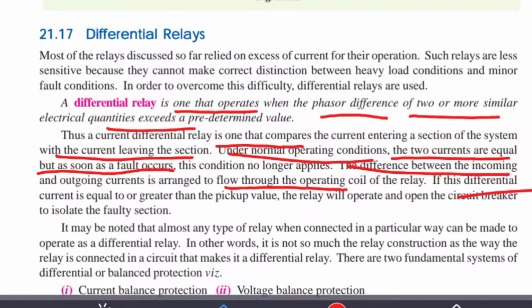If the differential current is more than the pickup value, the relay will operate. What is the pickup value? You have to understand that the pickup value is the minimum value of current at which the relay tries to operate. When the current is greater than the pickup value, the relay will operate and the circuit breaker isolates the faulty section. That is a differential relay, basically.